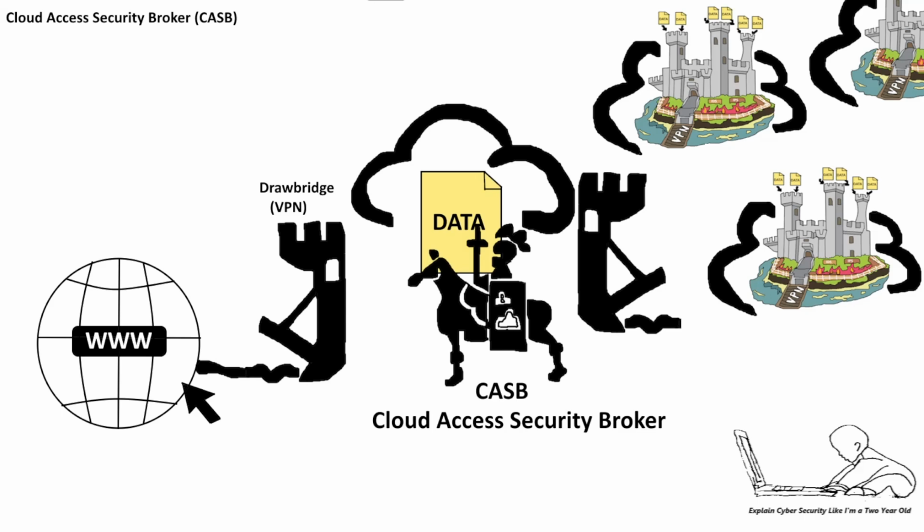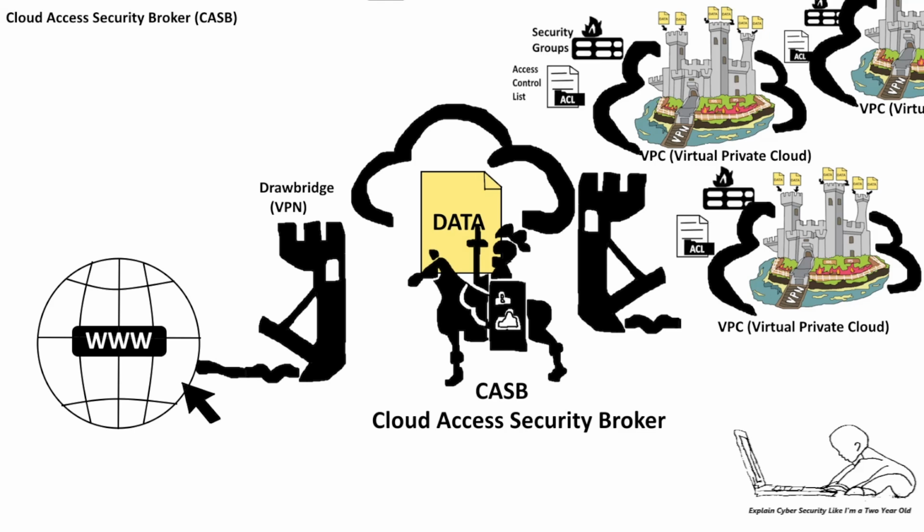And on the topic of bridges, you can think of the drawbridge as the VPN between the user and the cloud service. And you can think of each castle in the cloud as a VPC, Virtual Private Cloud, that is protected from the public internet. And virtual private clouds have additional security features known as security groups and access control lists, ACLs. Now, I covered VPCs, security groups, and ACLs in a separate technical video which is linked here.